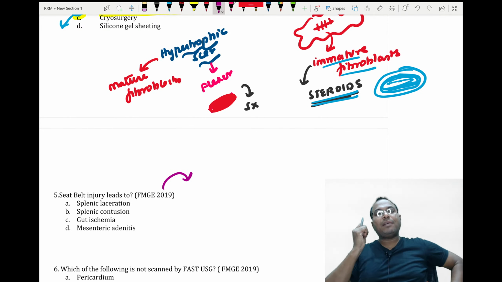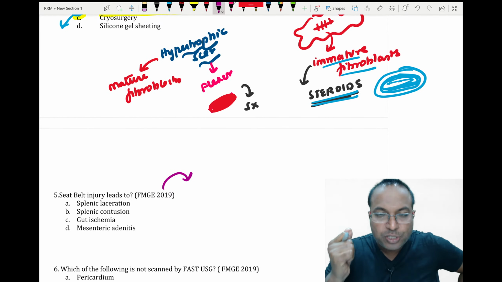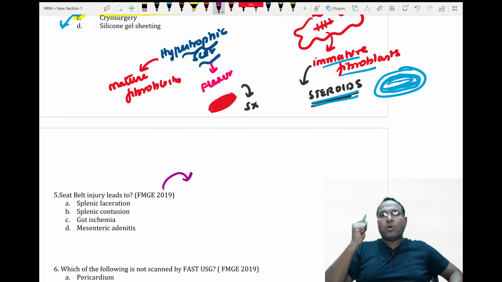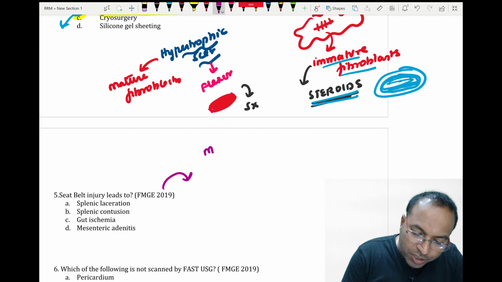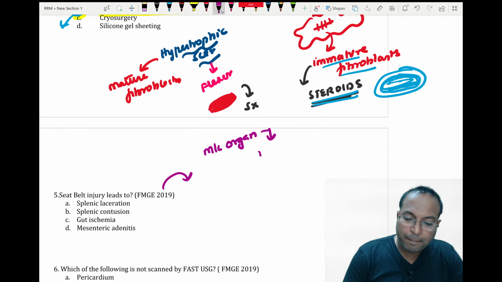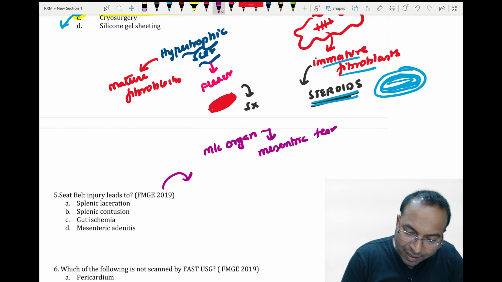So we are wearing a seat belt. When you are going to have an injury like this in a car accident, what organ is injured most commonly inside the GIT? So the most common organ injured in seat belt injury is mesenteric tear. Please remember, mesenteric tear.